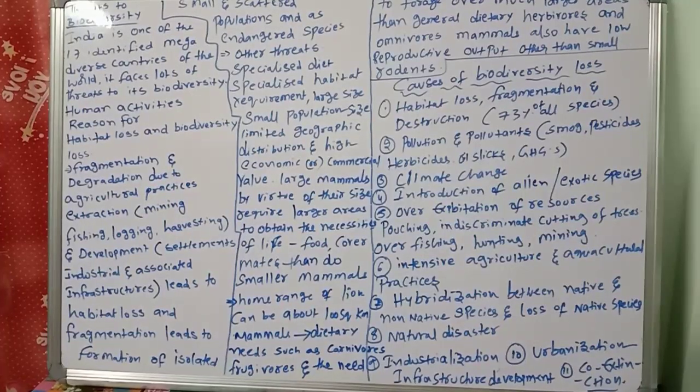Good morning, children. Today we are going to discuss threats to biodiversity. The topic name is threats to biodiversity. You know very well that man-made activities are damaging biodiversity like anything. What are man-made activities?